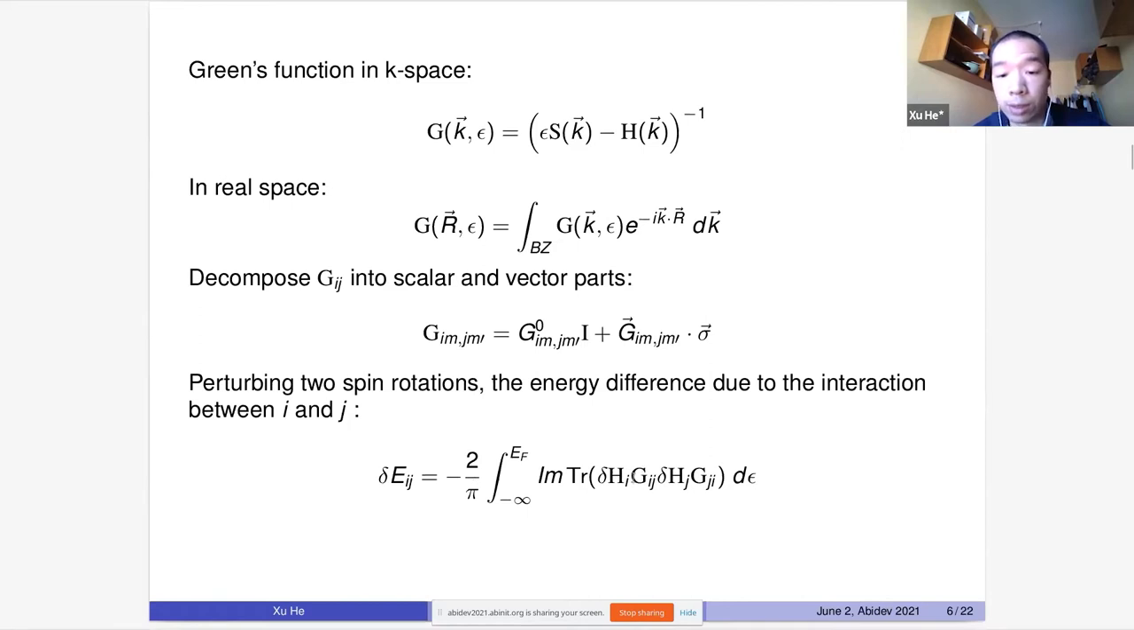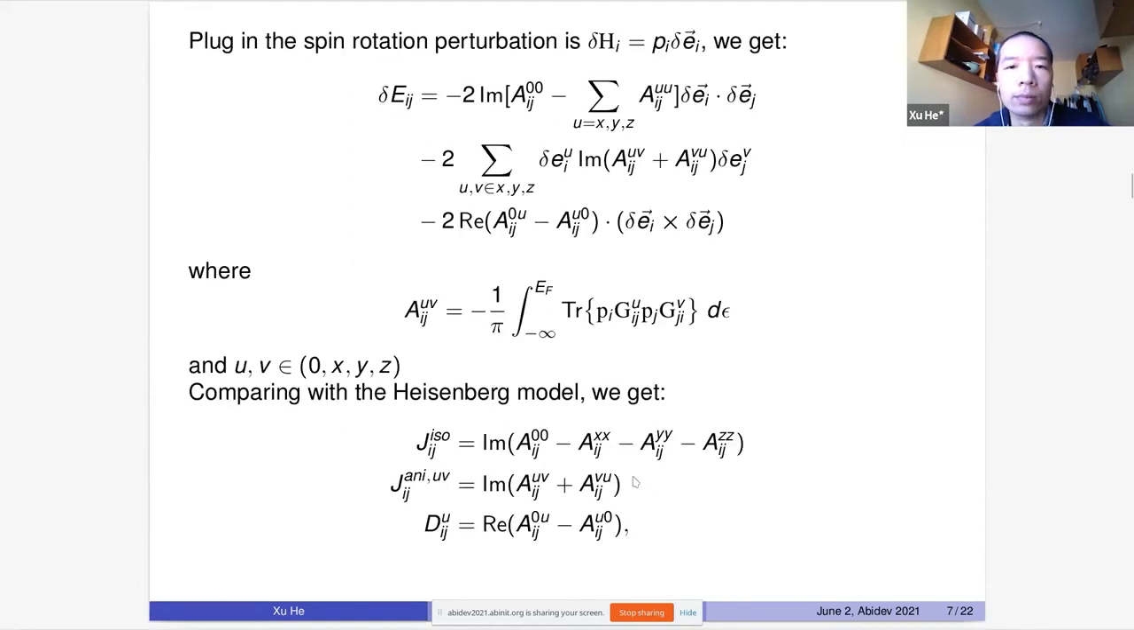So we can see that what we need is the variation of the local Hamiltonian at I and J, and also the Green's function. We can plug in the spin rotation perturbation, which is this. Then we get the final expression of the variation of the energy, which looks very similar to the Heisenberg model. We can see that we have a dot product here, a cross product here, and a symmetric tensor product here.